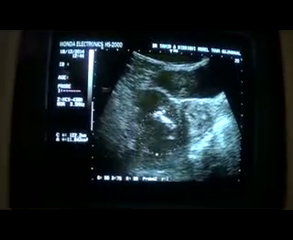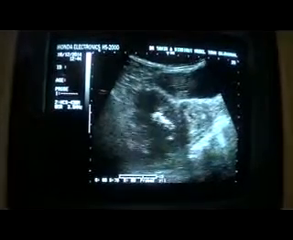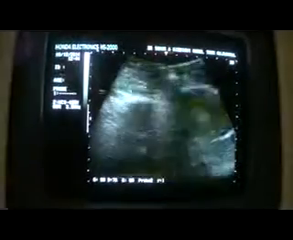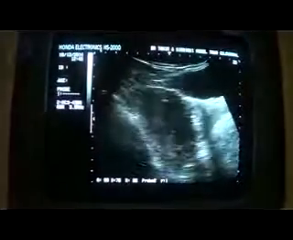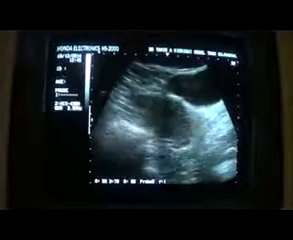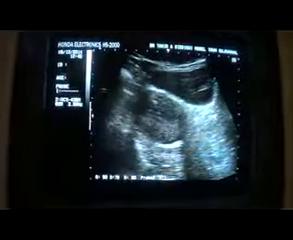thus suggestive of a fibroid. Though this finding cannot be a cause of infertility in this patient that we are studying today, because the endometrial canal is normal, clear, central. This is the endometrial canal.